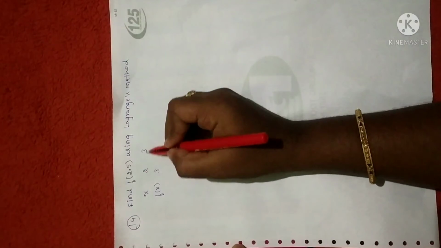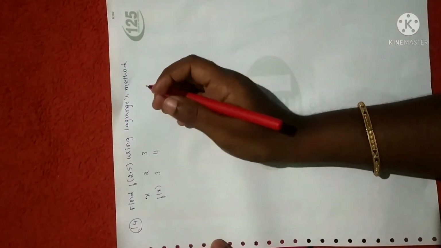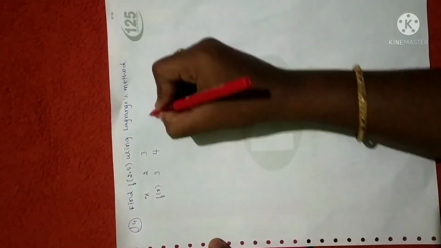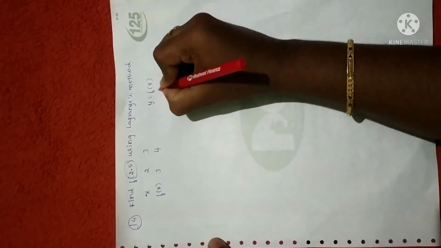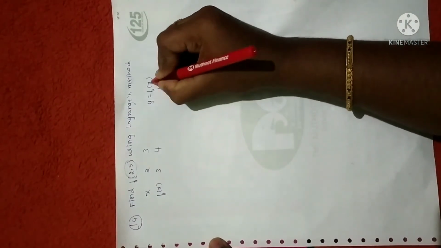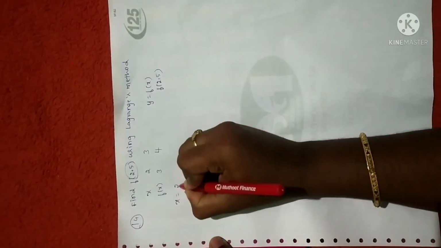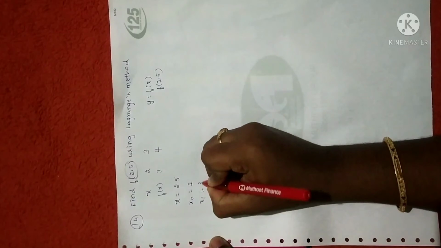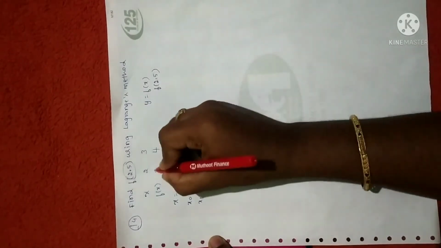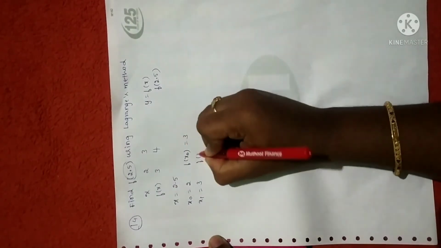So here is the next problem. Clearly 2 points are given, so we need to use the 2 point formula. First we need to find the 2.5 value, that is y is equal to f of x format. So we need to find f of 2.5. In the sense, x value is 2.5. Now x naught is 2, x1 is 3, f of x naught is 3, f of x1 is 4.